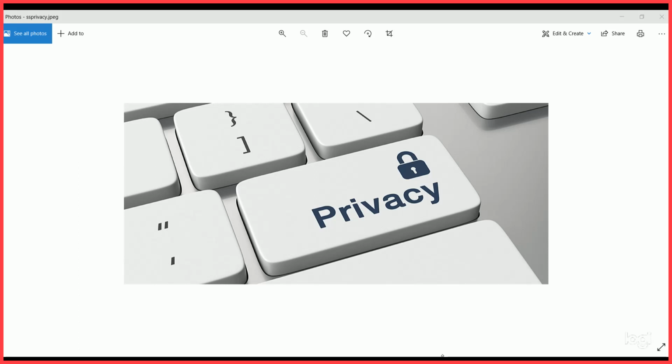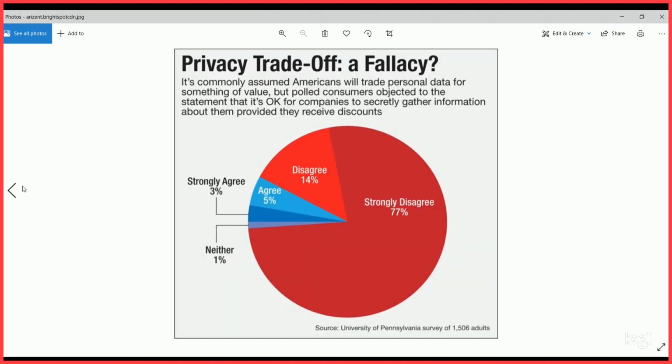So back to Nicholas Carr and Jim Harper, who talk about privacy here. It's an interesting issue. Here's an old poll. I don't know how old it is, but it's from the University of Pennsylvania. 1,500 adults surveyed, and you could see most Americans don't feel it's okay to have their data harvested and collected. So keep that in mind when you read Jim Harper's essay this week.